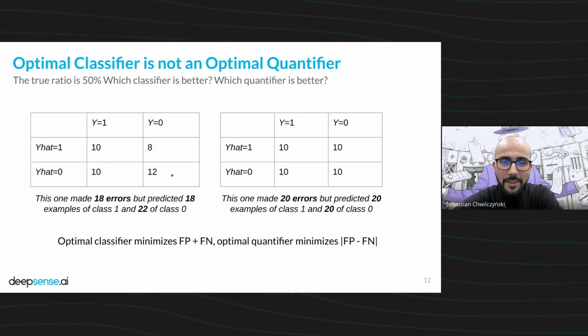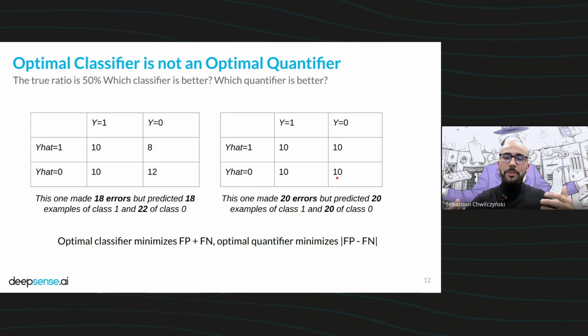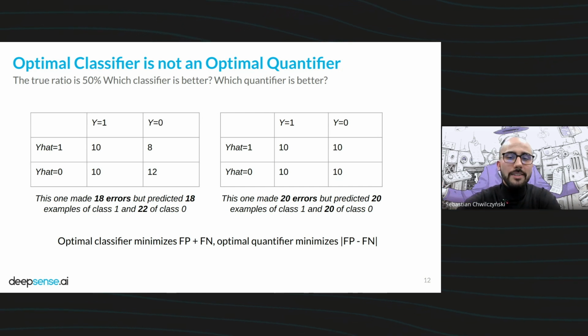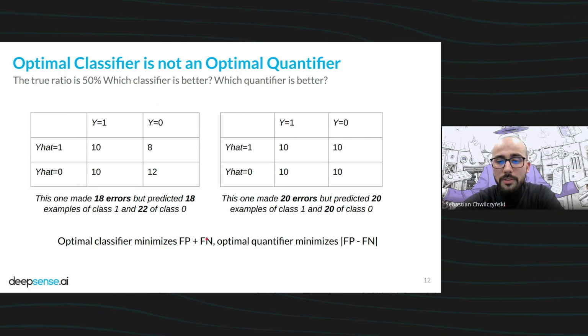So it is a better quantifier than this one, which made 20 errors, but predicted correctly 20 examples of class 1 and 20 of class 0. So you can see that by applying this methodology blindly and not doing more research on what problem we are trying to solve and checking what can go wrong, we may get wrong conclusions. The thing is that the optimal classifier minimizes false positives plus false negatives, but a quantifier minimizes the difference between them.